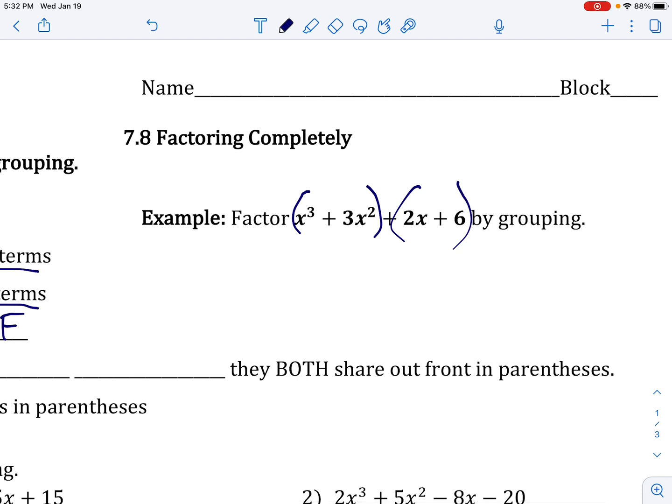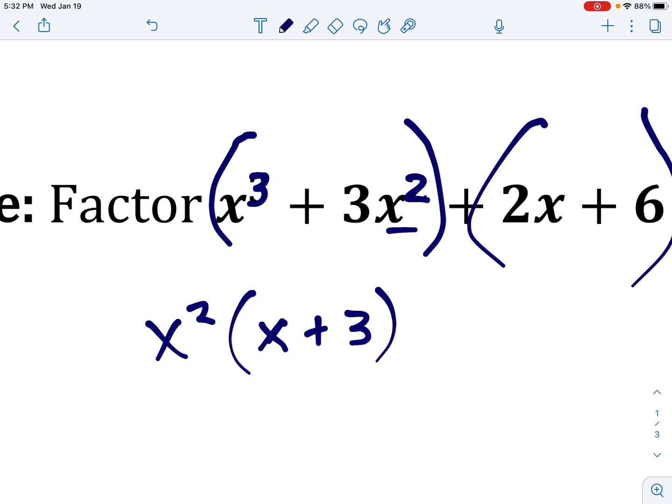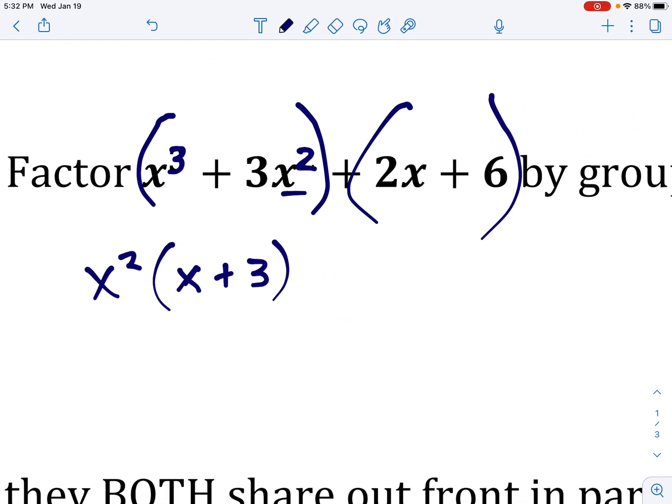So x to the third plus 3x squared. What's the greatest common factor I can take out? This has x cubed, this has x squared, so the greatest one I can take out is x squared. So I can take out an x squared. I'm left with x, because if I have 3 and I take out 2, I'm left with 1, plus 3. I already took out the x squareds so I don't have any more left. So that's my first group that I factored.